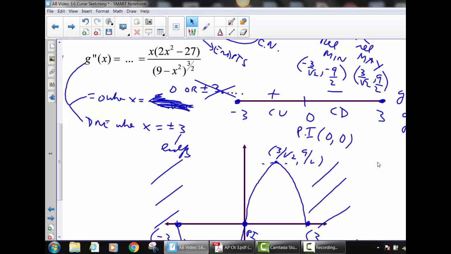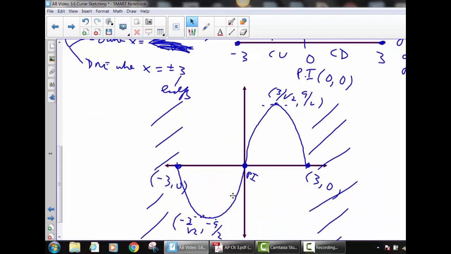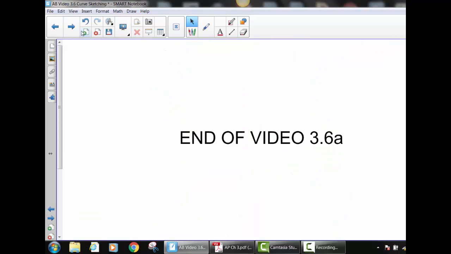And then you put all that together and you have the following graph. Here's your min, your max. We had a point of inflection at (0, 0). It's decreasing concave up, increasing concave up, increasing concave down, decreasing concave down, and there's nothing over here. And that's the end of the video.